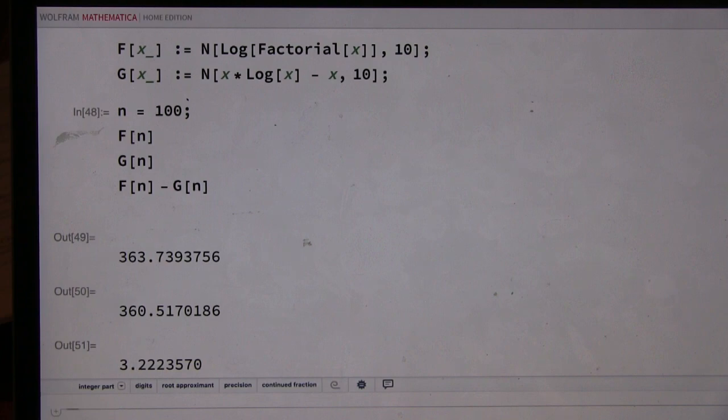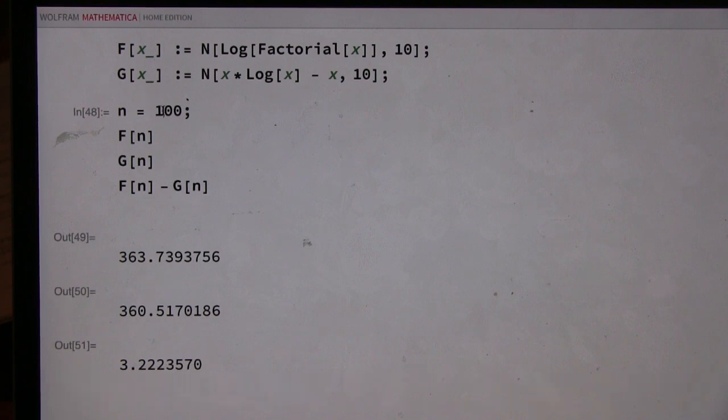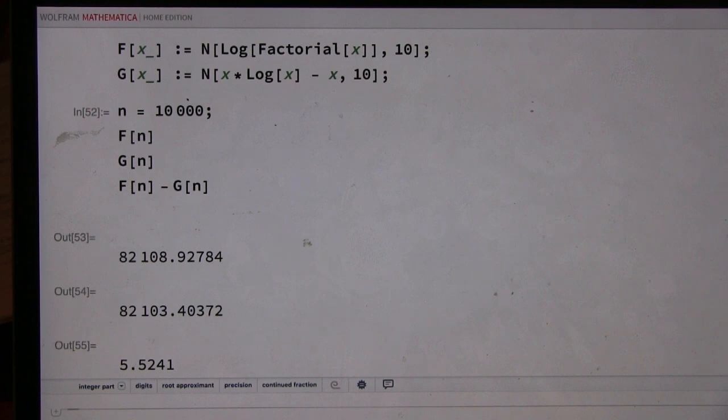Okay, cool. Maybe if we go bigger, we could go up to 10,000. Now, 10,000 factorial is going to be a number that's just absolutely gigantic. You can't calculate it. Well, obviously Mathematica is able to calculate it, but it's not a useful use of time. It takes a lot of time. Let's see what we get here for our approximations. So log of 10,000 factorial, I guess, is about 82,000. Our approximation is basically 5.5 off.